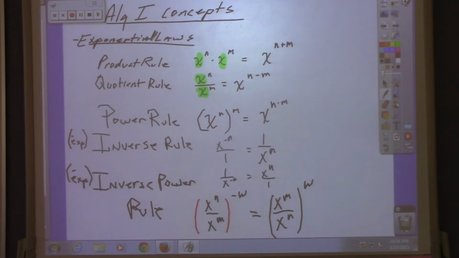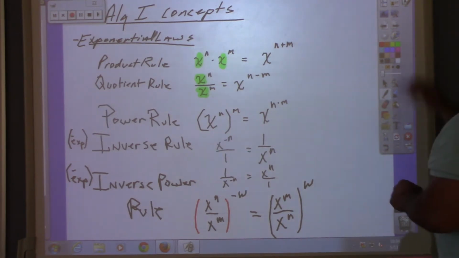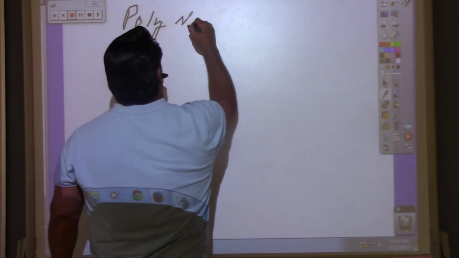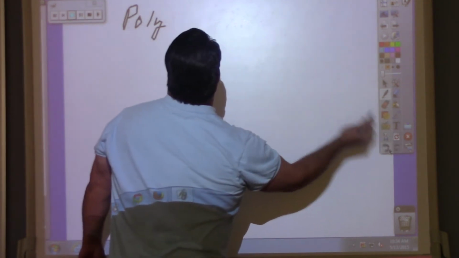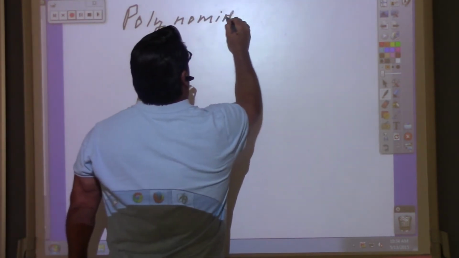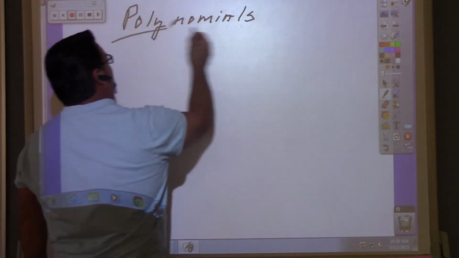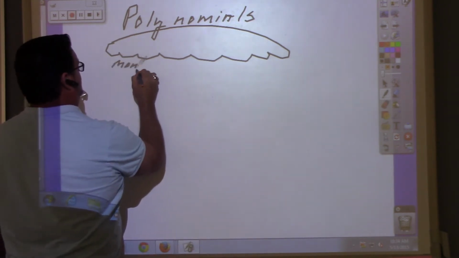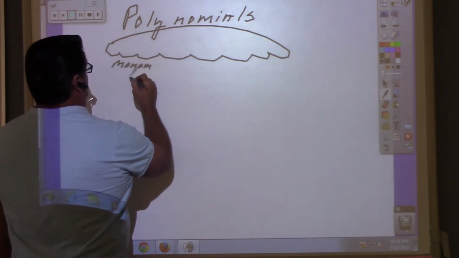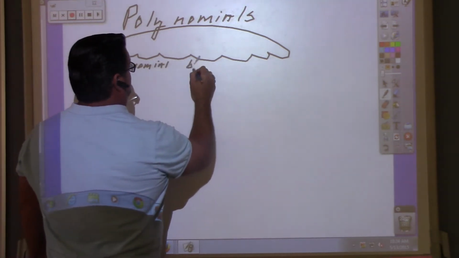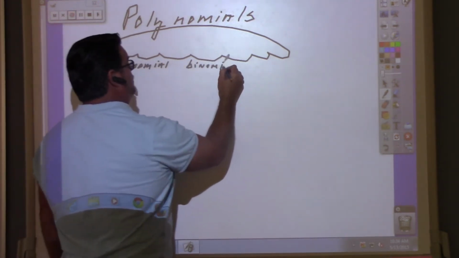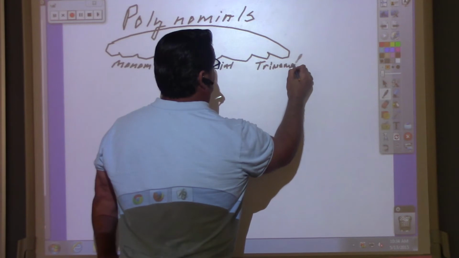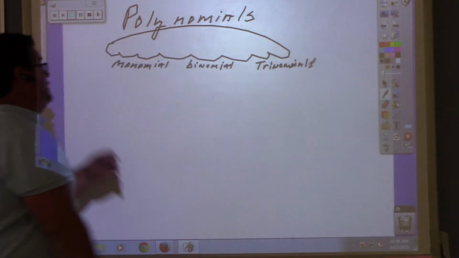All right, so we good on that? Good review? Then we move into polynomials. Can't spell either today. Polynomials is an umbrella term. Polynomials mean monomials, binomials, trinomials, and so on. I can't spell today. I don't know what's wrong with me. Maybe I do need some drugs.